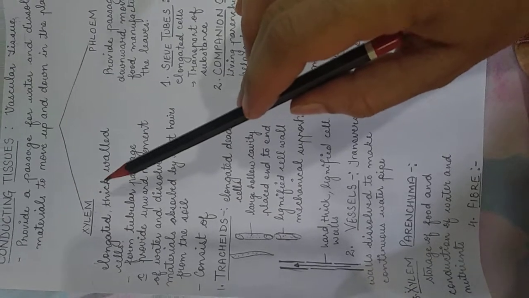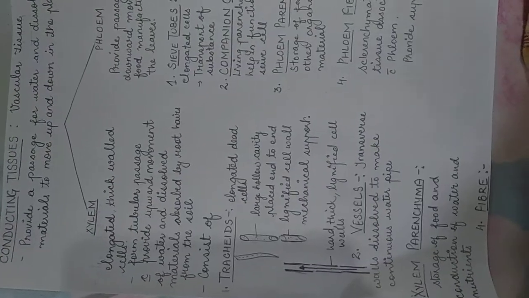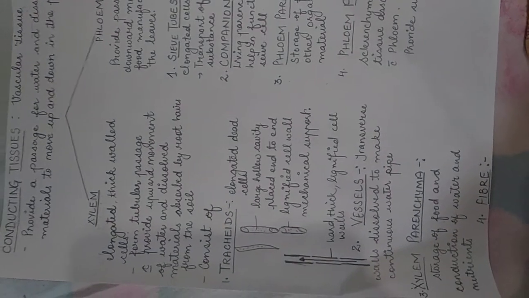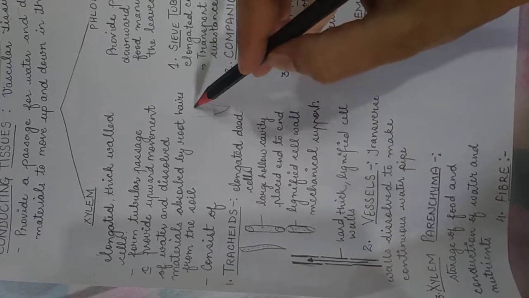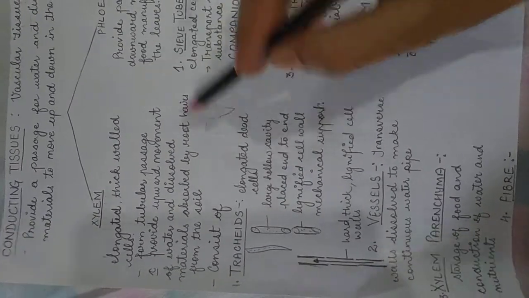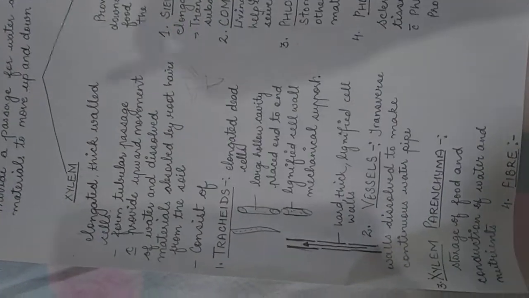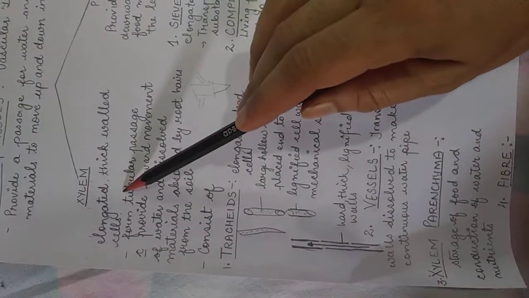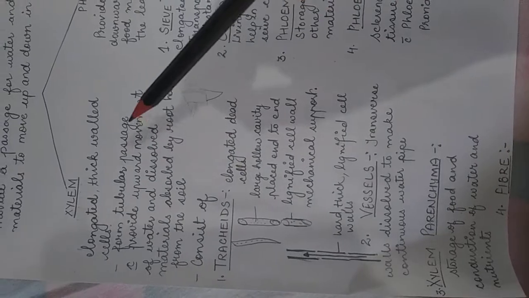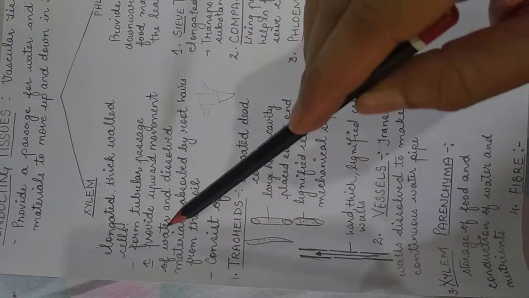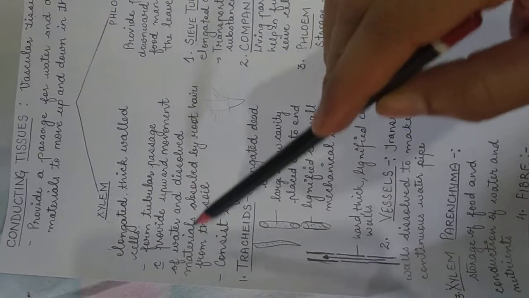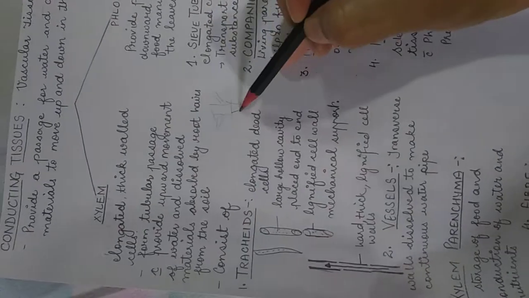Xylem, as we know, is responsible for the movement of water and dissolved minerals from the root to each and every part of the plant. Xylem cells are elongated and thick walled. What do they form? They form a tubular passage which provides upward movement of water and dissolved materials, which is absorbed by root hairs from the soil.